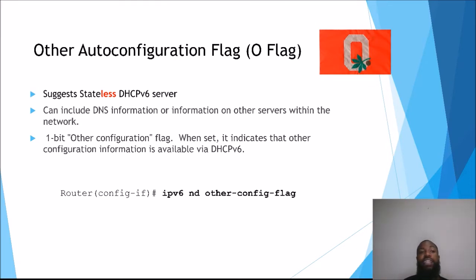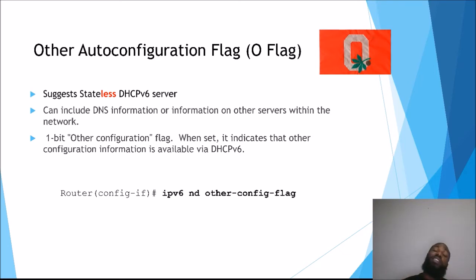So the O flag suggests stateless. This is how I'm going to remember it. Remember, this is my learning journey, and I'm just sharing it with y'all. You can remember how I remember it, or if you've got some suggestions, put them in the comments below. Other, less. We need some more information. So we have our IP address that we've configured with something like EUI-64, and our prefix. We just need some other information, because we are less of it, or, I don't know, minus. We need some more information anyways.